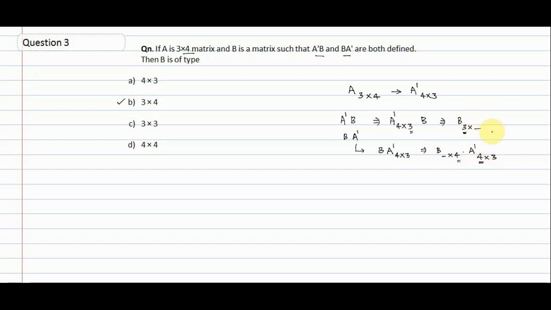So from these two we can obtain the order of matrix B. B will have 3 rows and it will have 4 columns. So B is a 3 by 4 matrix. Therefore correct answer is option B, 3 by 4.